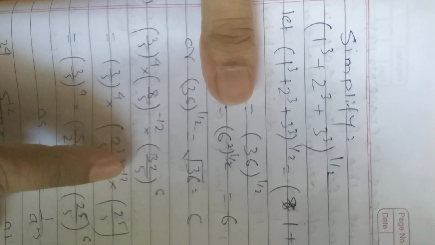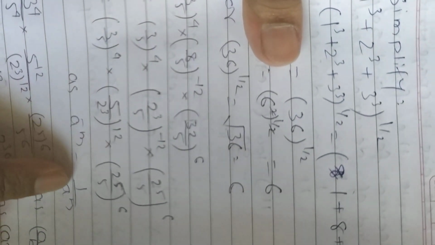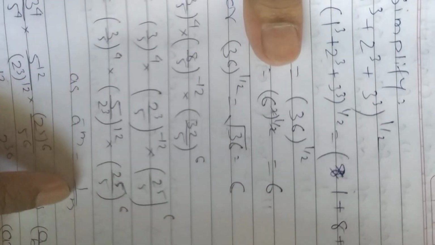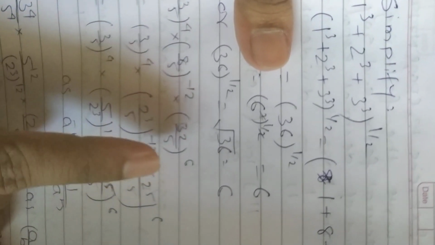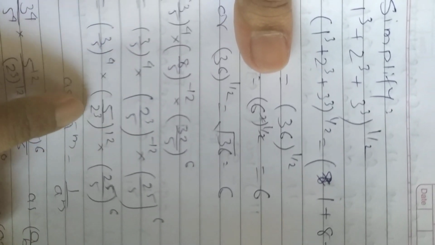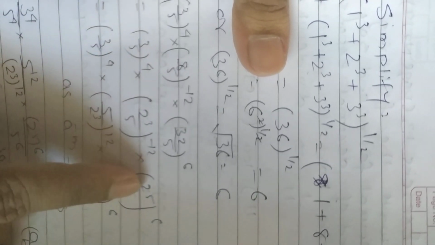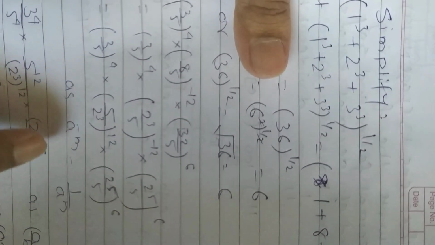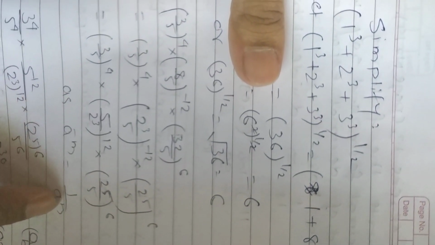a by b raised to minus m. Here a raised to minus m is equal to 1 upon a raised to m. Using this law of index, we treat this as the reciprocal. We get the reciprocal of this, that becomes 5 upon 2 raised to 3, the whole raised to 12. This is as it is. We are using this form, a raised to minus m is equal to 1 upon a raised to m.